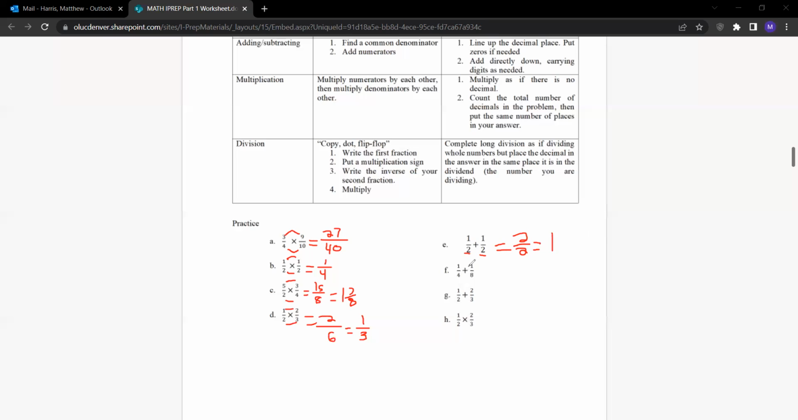Next, we have 1/4 plus 1/8. These do not have the same denominator, right? So what we can do is convert this one into eighths. We have 1/4. To get to eighths, we have to times 2. So therefore, with the times 2 up here, 2/8. So we have 2/8 plus 1/8 equals 3/8.